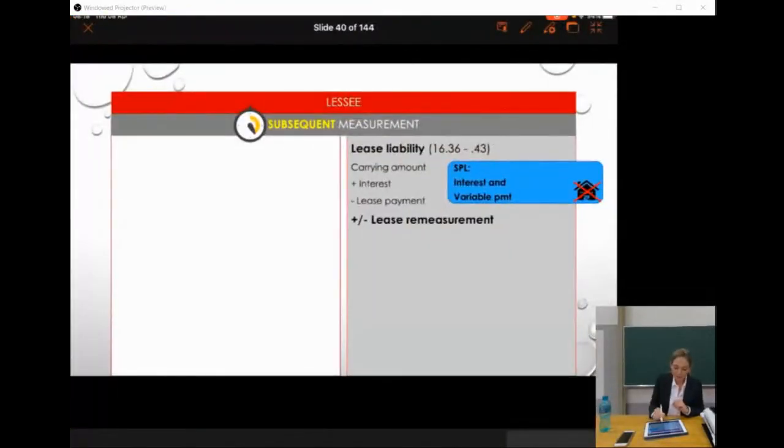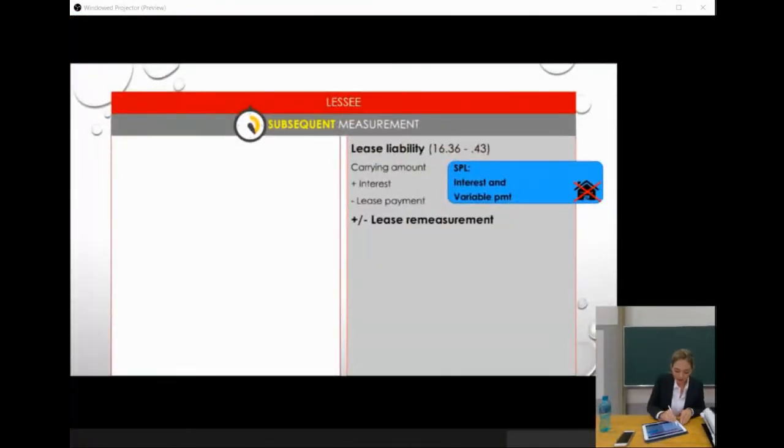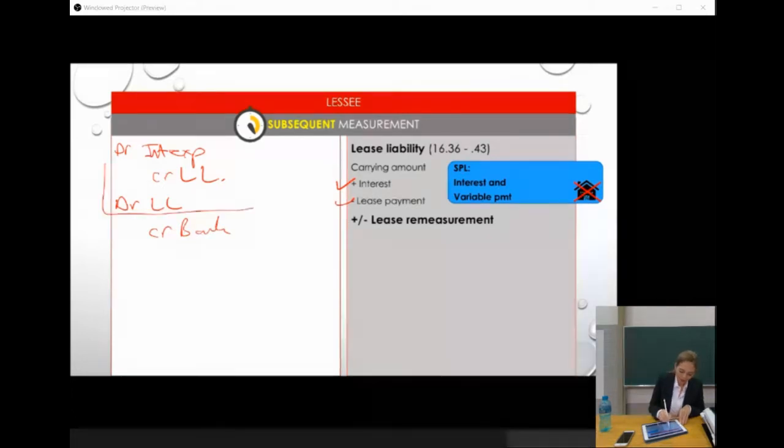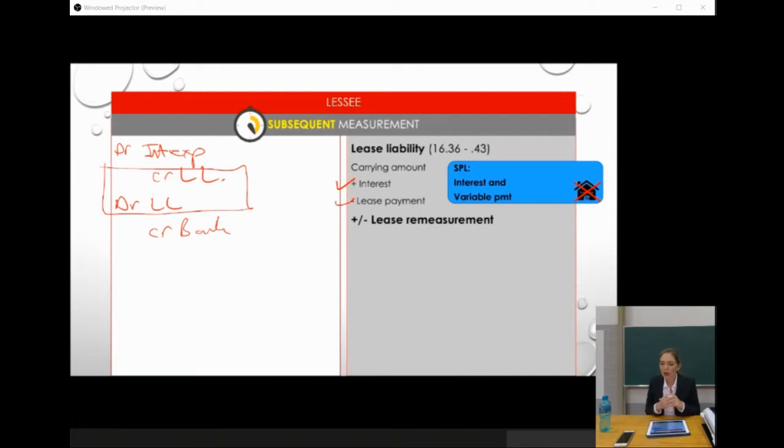But that's what I meant with a net journal. Because I think you might have been taught that you have to say, first of all, debit interest expense, credit lease liability for the first one, and then again say debit lease liability, credit bank with a payment for the second one. So what I'm saying is you can just do a net amount, do it in one journal with 3 legs.